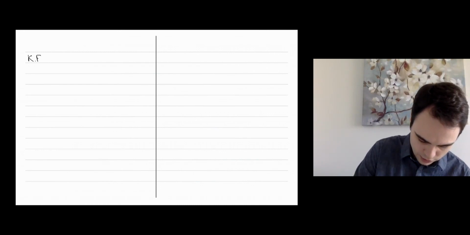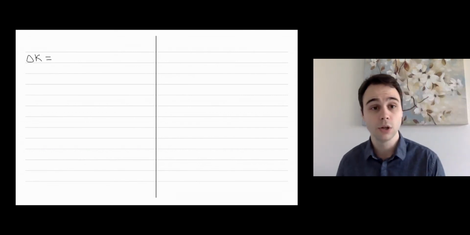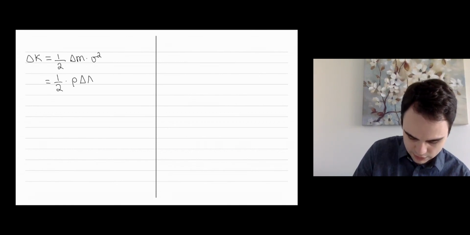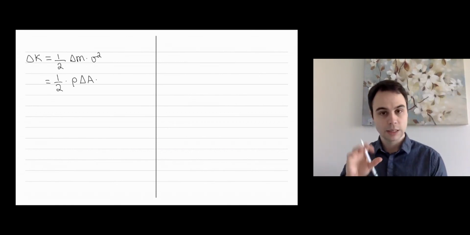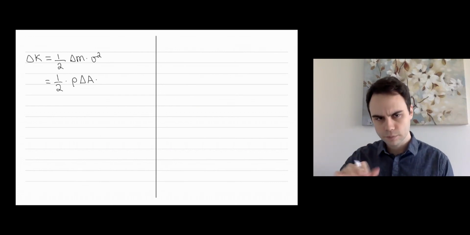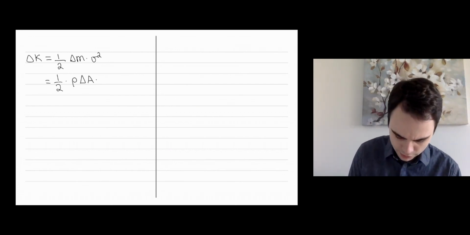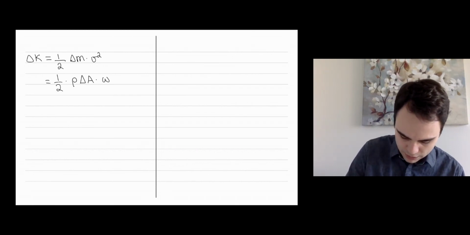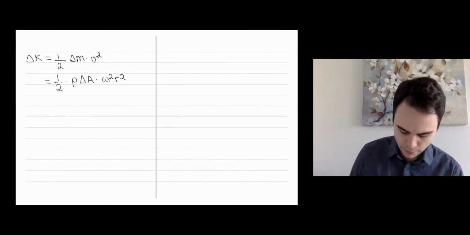The kinetic energy of the piece, I'll call it delta k, the little part of the kinetic energy of the whole object, from the previous slide, is a half of delta m times v squared. Delta m was rho, the density of the object at that piece, times delta a, the area it occupies. And then we're multiplying by v squared, which is omega squared times r squared.